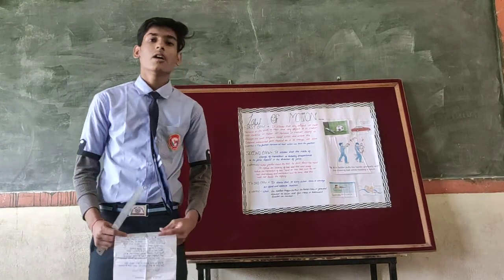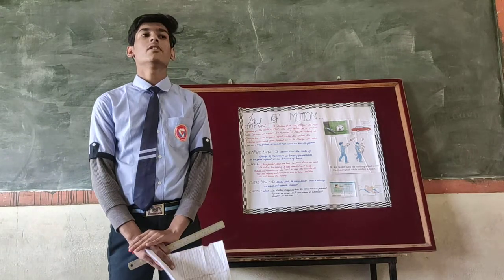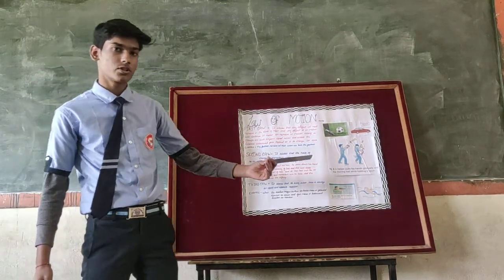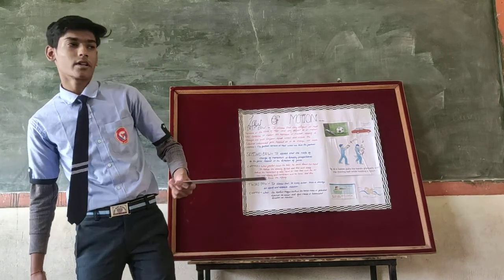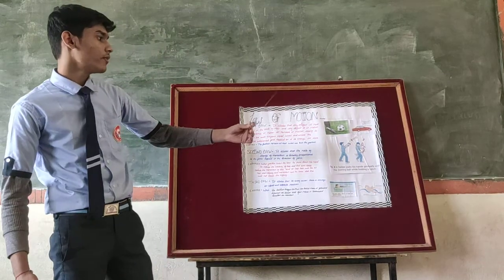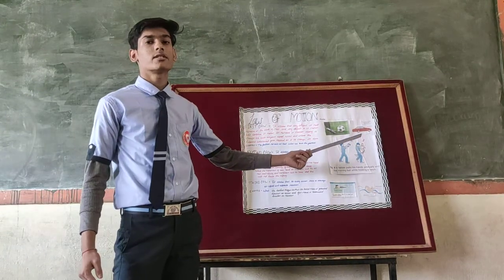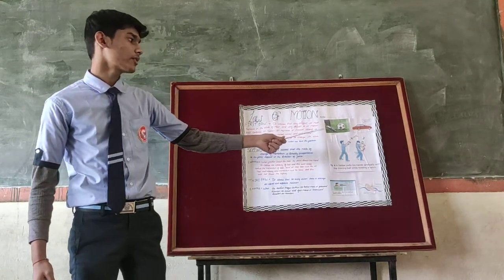For example, if a football is in a rest position, it will not change its position until we kick it. For another example, if a car is going with uniform speed, it will not come to a state of rest until we apply the brakes of the car.